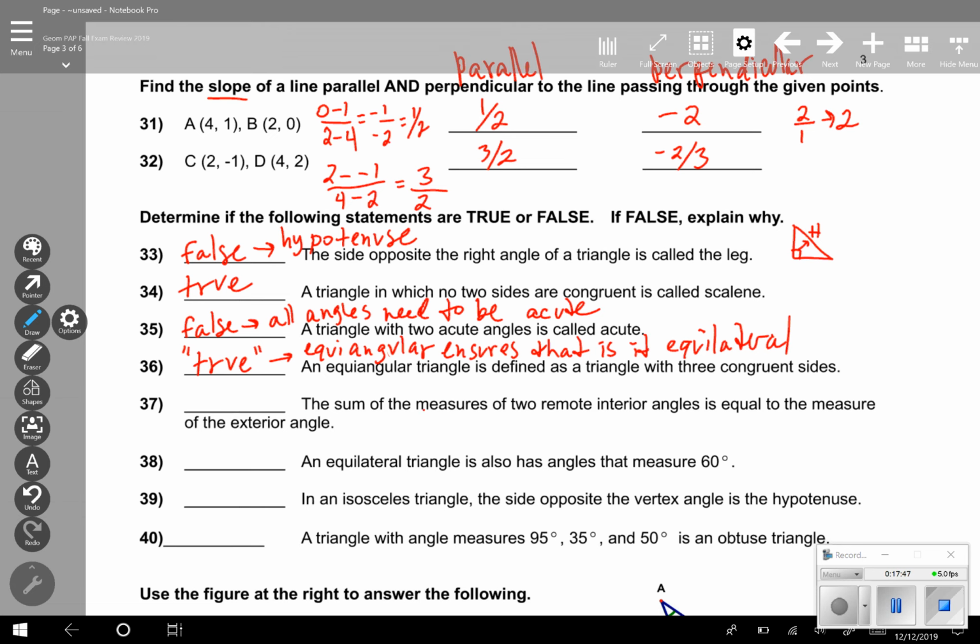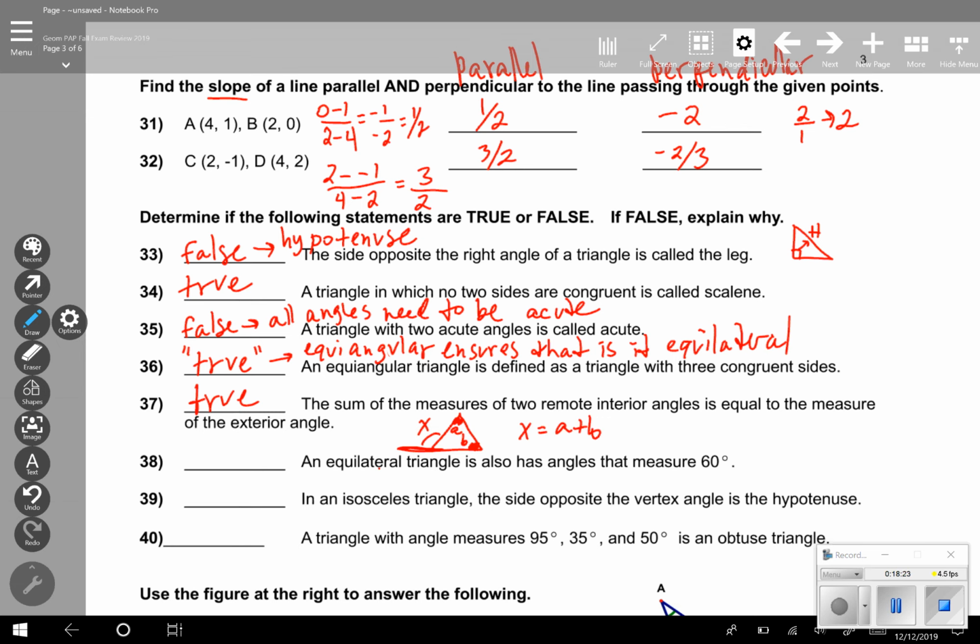The sum of the measures of two remote interior angles is equal to the measure of the exterior angle. This is true. So we can draw a little triangle here. And if you extend this bottom side there, that angle right there, that's your exterior angle. And it would be equal to the sum of this angle up here plus this angle over here. Those are your two remote interior angles. So we'll call them A and B. So x is equal to A plus B.